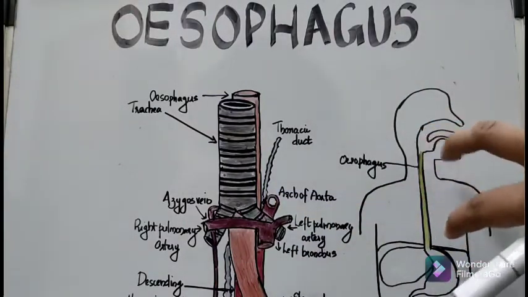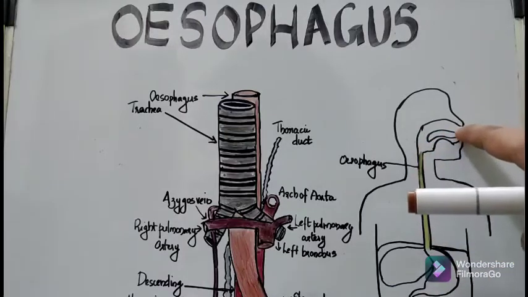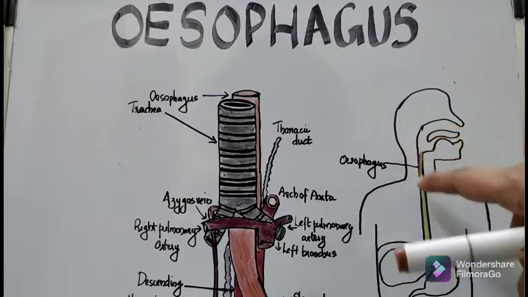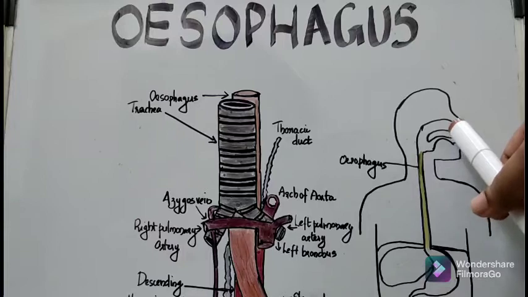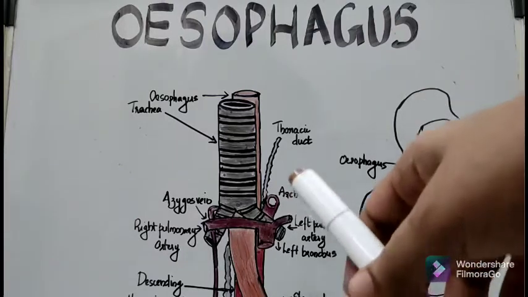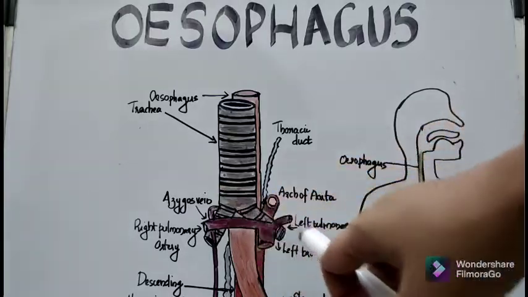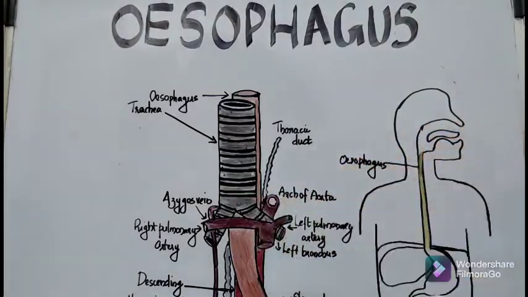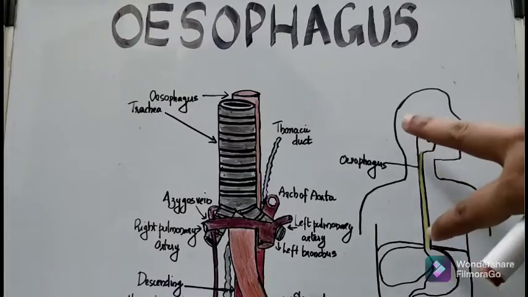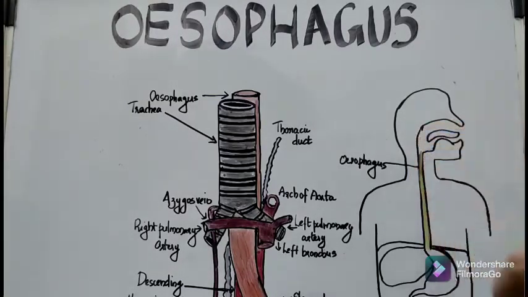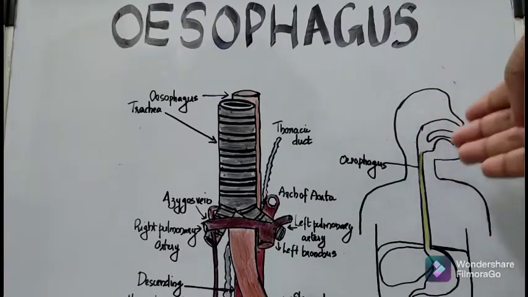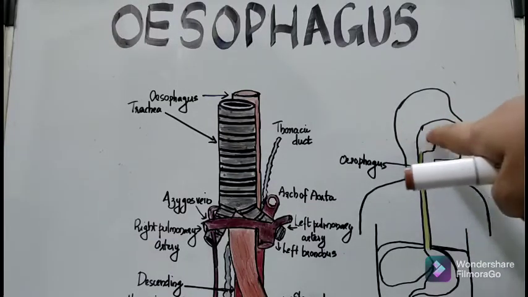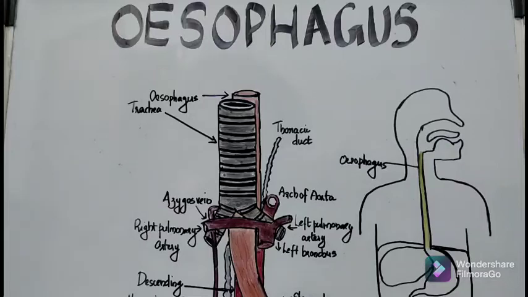The measurement of the esophagus is only about 25 centimeters, but when you take the measurement from the tip of the incisors, it is about 27.5 centimeters. So the next constriction is 27.5 centimeters away from the incisor teeth, where it is crossed by the left bronchus. The total length of the esophagus is only about 25 centimeters, but the measurement is slightly higher because the length of the oral cavity is also included in this measurement.